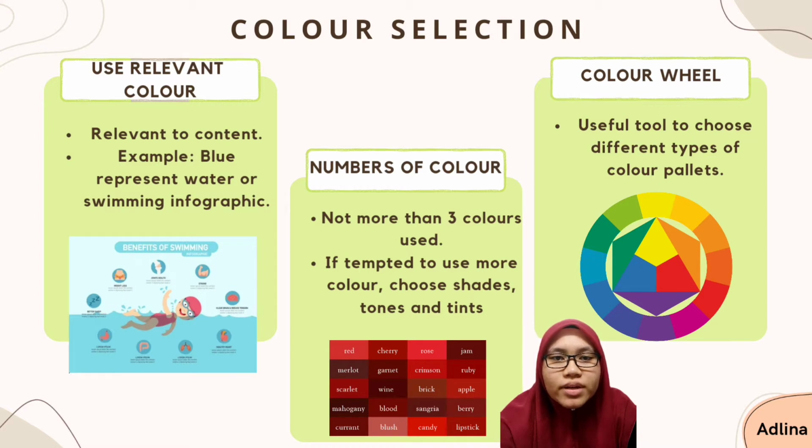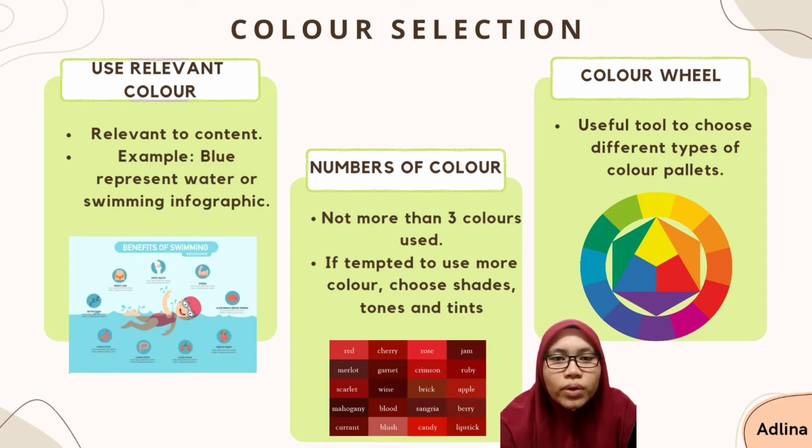First is use relevant color. Color selected should be relevant to the content of the infographic itself. For example, for an infographic about swimming or water, use shades of blue. Using relevant color helps viewers' minds make the connection and easily understand. Number 2 is decide on the number of colors. You don't want to use too many colors on the graphics. This can distract from the data, but too few colors will make a boring infographic. So 2 to 3 colors is ideal.